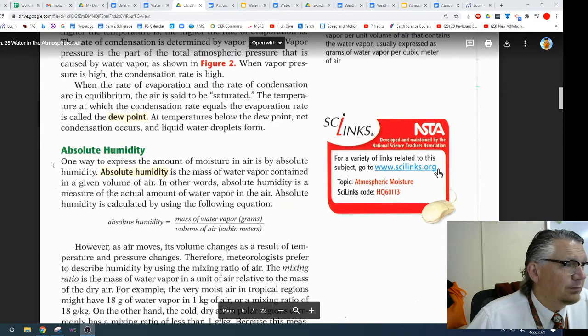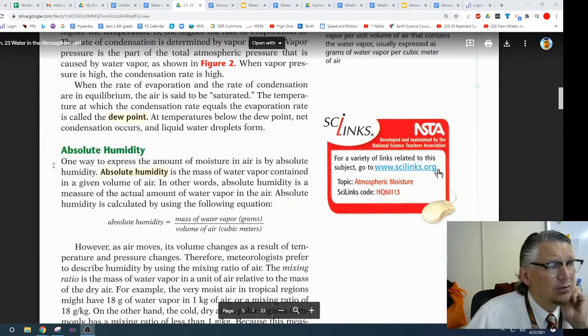Absolute humidity. One way to express the amount of moisture in the air is by absolute humidity. Absolute humidity is the mass of the water vapor contained in a given volume of air. In other words, absolute humidity is a measure of the actual amount of water vapor in the air. Absolute humidity is calculated by using the following equation.